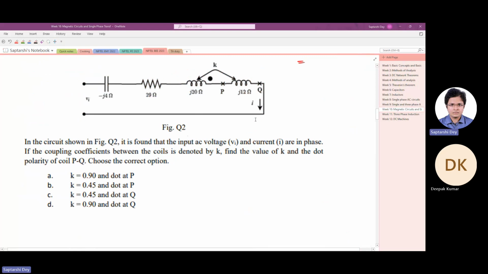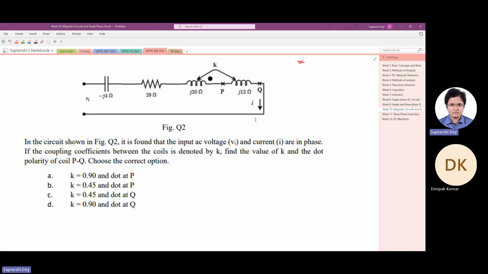Next question. In the circuit shown in figure 2, it is found that the input voltage Vi and current I are in phase. Now the circuit contains inductor, capacitor and resistor. Since the supply voltage and the current are in phase, there must be resonance happening in the circuit. So the inductive reactance is magnitude-wise equal to the capacitive reactance. This much we can say. If the coupling coefficient between the coils is denoted by K, find the value of K and the dot polarity of the coil PQ.